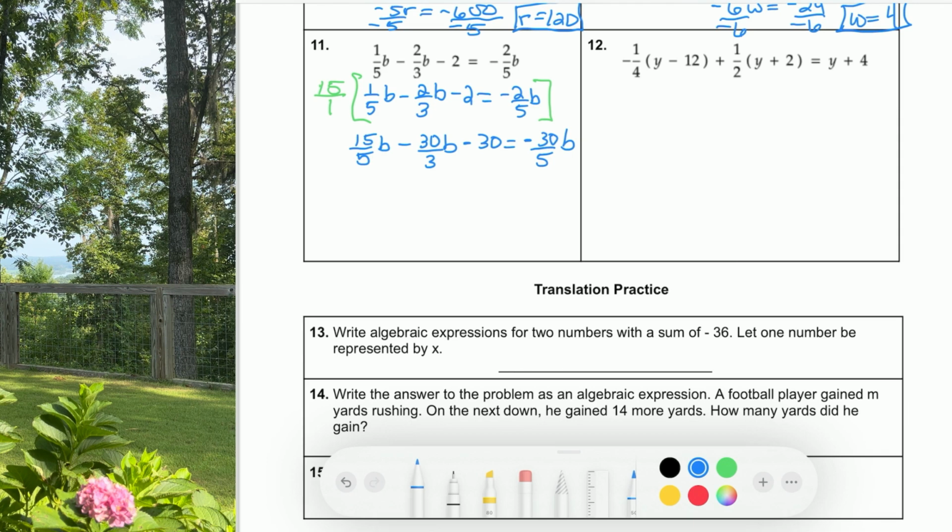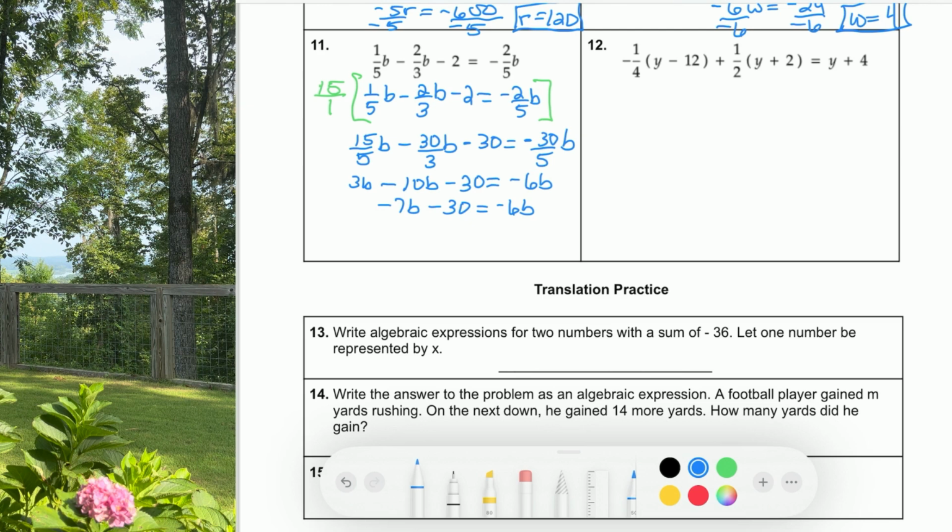Okay, so now we still have fractions, but the reason we did this was because now we can actually simplify them. So 15 divided by 5 gives us 3b. 30 divided by 3 gives us 10b. And then we have minus 30. Negative 30 divided by 5 gives us negative 6b. I'm going to combine like terms. 3b minus 10b is going to give us a negative 7b minus 30 equals negative 6b.